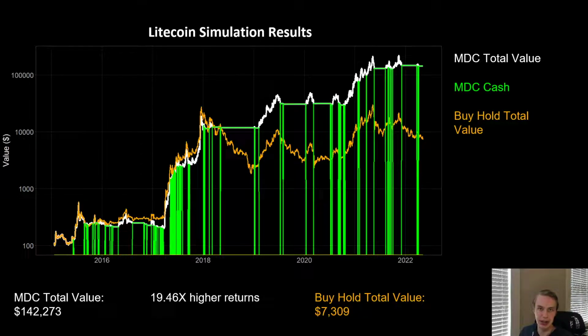So with Litecoin, I did the same thing where I used the first kind of pump and dump of Litecoin to fit the model, and then I'm using the rest of it as test data. And again, this is all real-time calculated values of the MDC over time. What we can see is that, again, it absolutely crushes buying and holding, with about 19.5 times higher return. So starting with $100 of Litecoin back here in early 2015, $142,000 using the MDC, only $7,000 buying and holding.